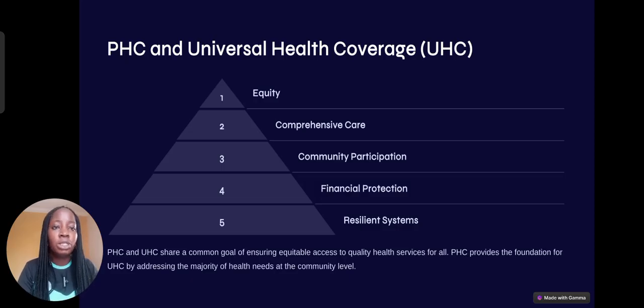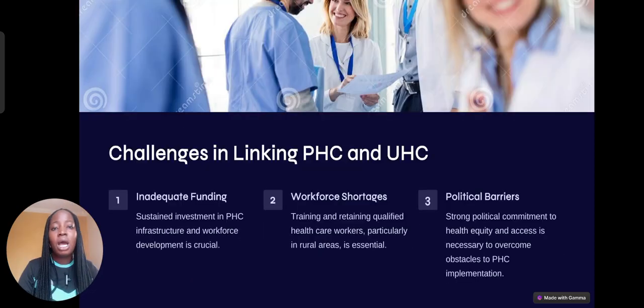So there's equity, comprehensive care, community participation, financial protection, and a resilient health system. However, there are challenges in linking primary healthcare and achieving universal health coverage. Of course, number one on the list is always money, okay. There is lack of money, inadequate funding of primary healthcare services. Primary healthcare infrastructure and workforce are highly crucial in achieving universal health coverage.